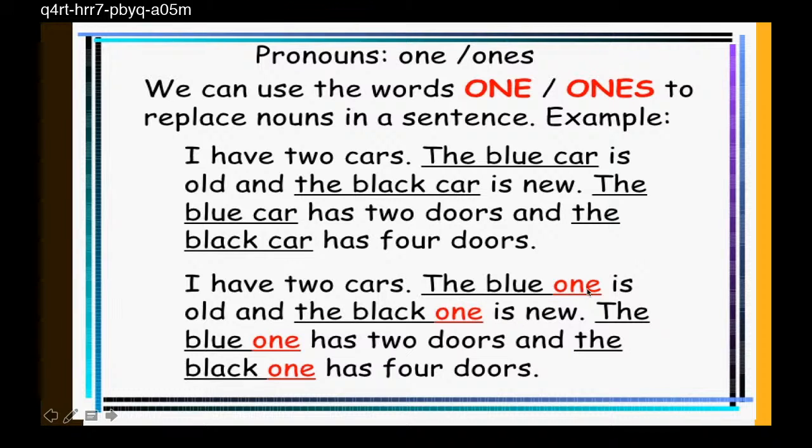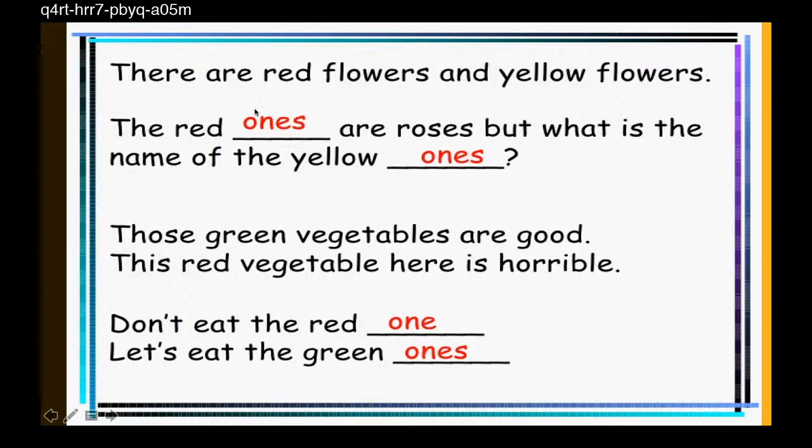Instead of repeating the word car, because that's the noun, here we can see the text says: I have 2 cars. The blue one makes reference to the car, is old, and the black one makes reference also to the car, is new. The blue one has 2 doors, one makes reference to the car, and the black one has 4 doors. Here, instead of repeating car, car, car, we use one to make reference to that noun. There are red flowers and yellow flowers. The red ones are roses, but what is the name of the yellow ones? Here, instead of repeating flowers, we have the word ones.